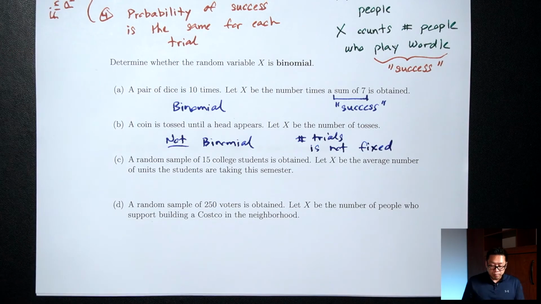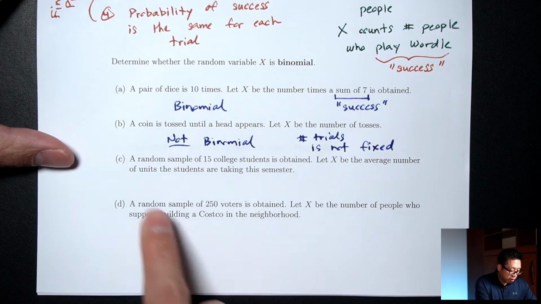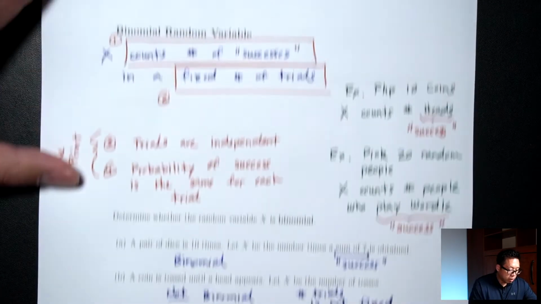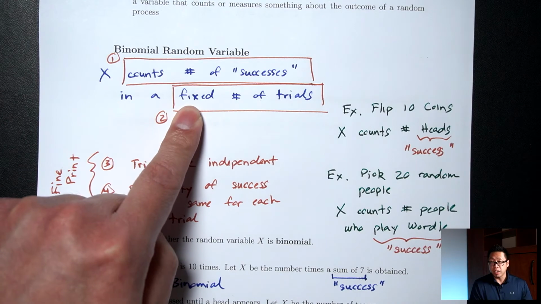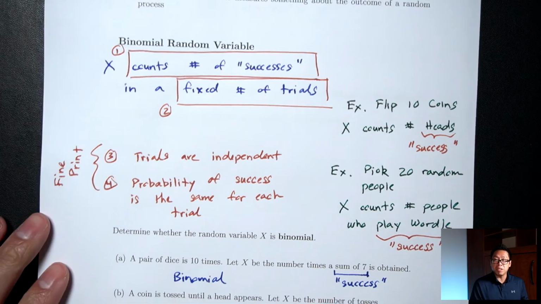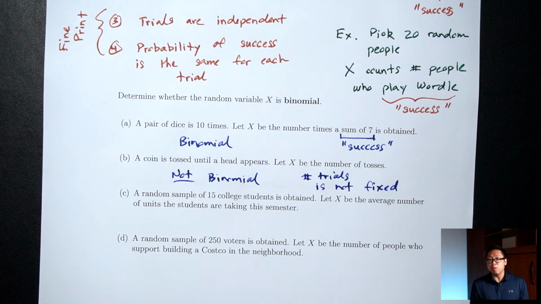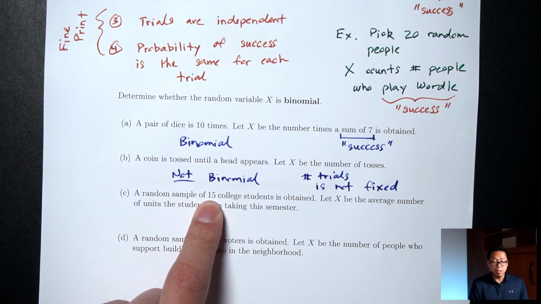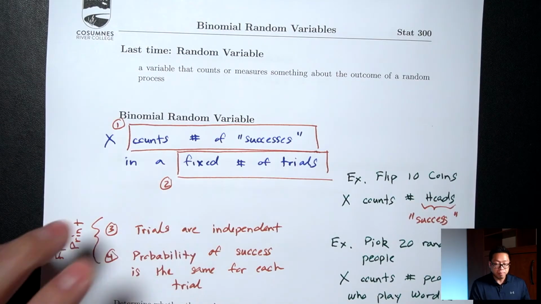So C and D all involved picking random people. Part C, a random sample of 15 college students is obtained. Already, number of trials fixed. Okay, so the random process here is picking random people. The question is, are we picking a fixed number of people? Yes, we're picking 15 people. So number of trials is good.